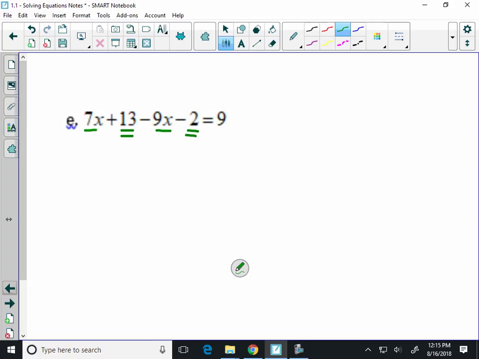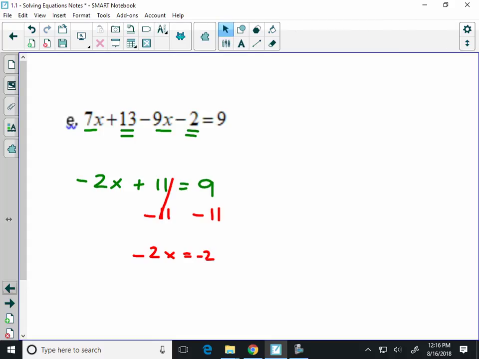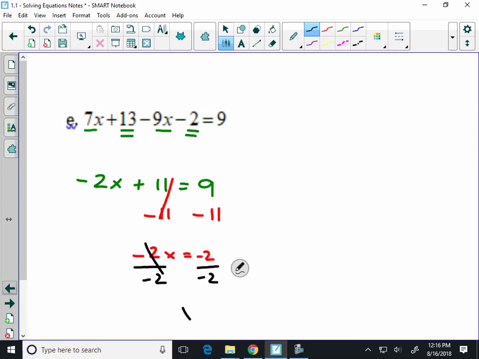7x minus 9x is what? Negative 2x. Perfect. And then 13 minus 2 is 11. And then again, your two-step equation. Just move the 11 over. Divide by negative 2. And negative 2 divided by negative 2 is positive 1. Very good.